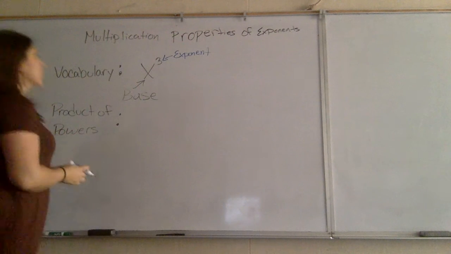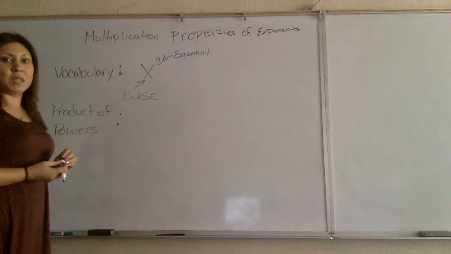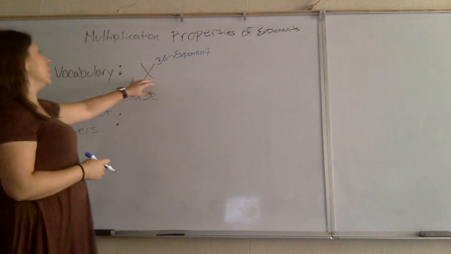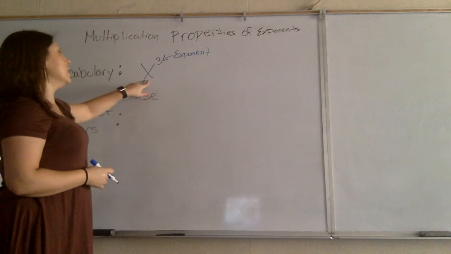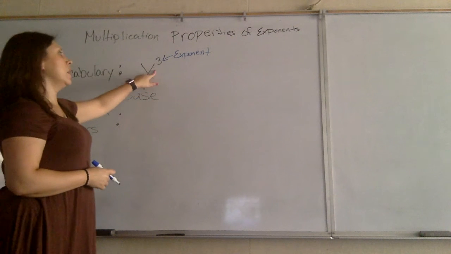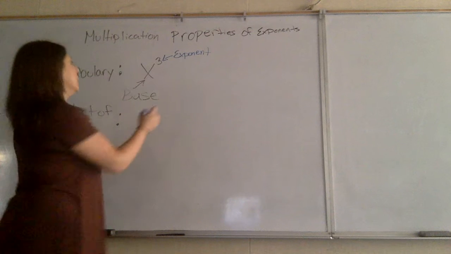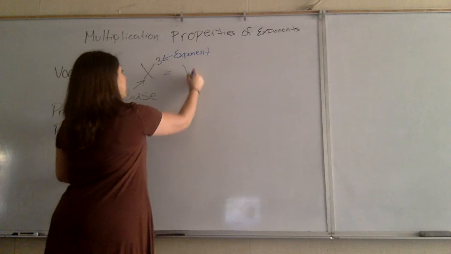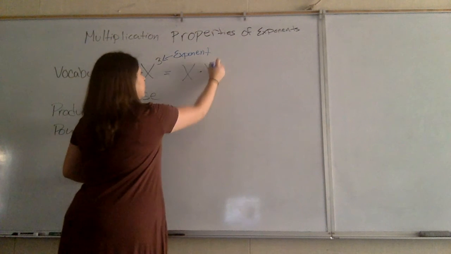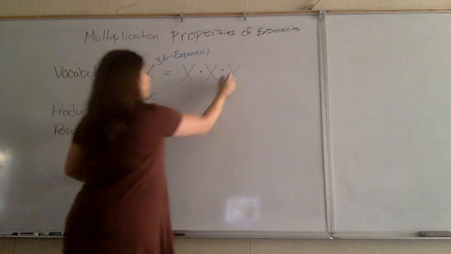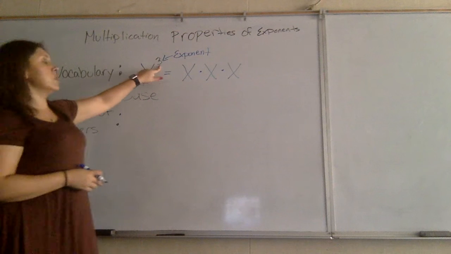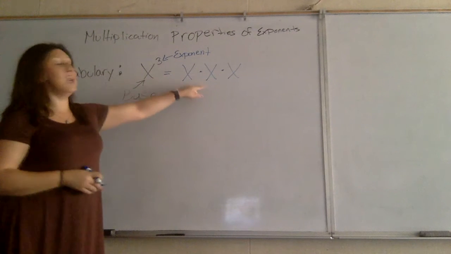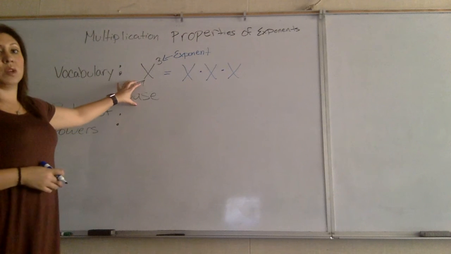Exponent. So what does it mean? If I have x to the third power, it doesn't mean that I multiply the base times 3. It means that I have 1, 2, 3 x's. All right? So this number on the top, the exponent, lets me know how many of our base we have.